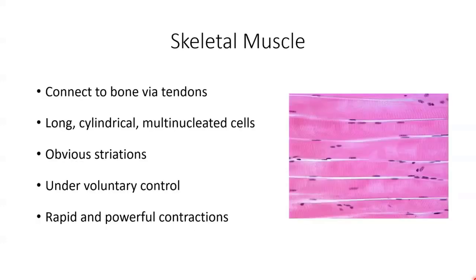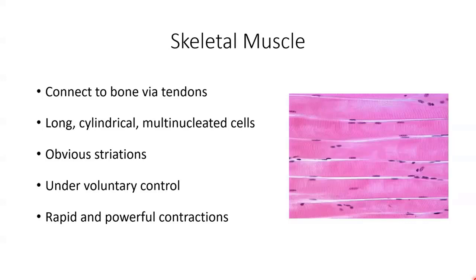So skeletal muscle tissue is so named because most skeletal muscles move the bones of our skeleton. As previously mentioned, they connect to our bone via tendons, and when they contract, they shorten, pulling on the bone and creating movement at a joint.